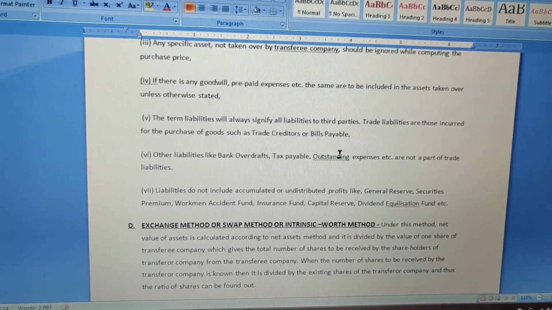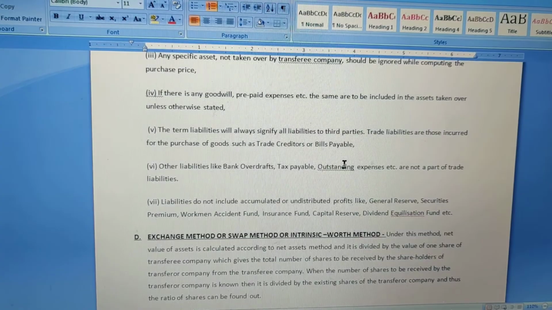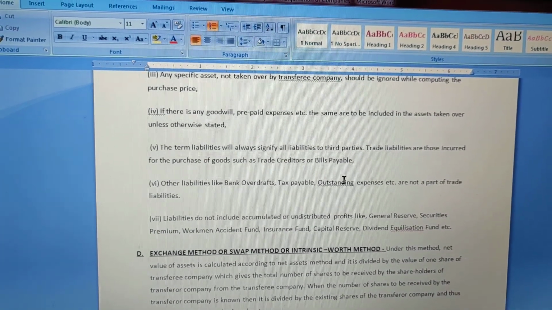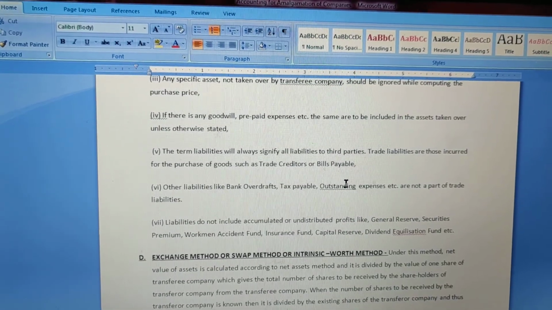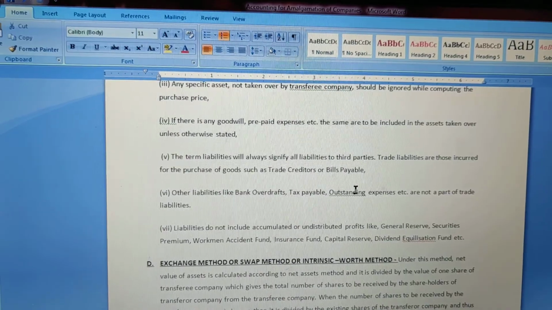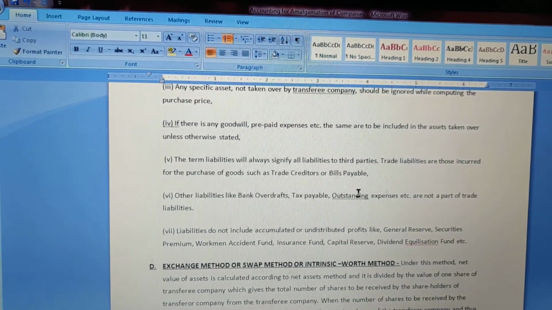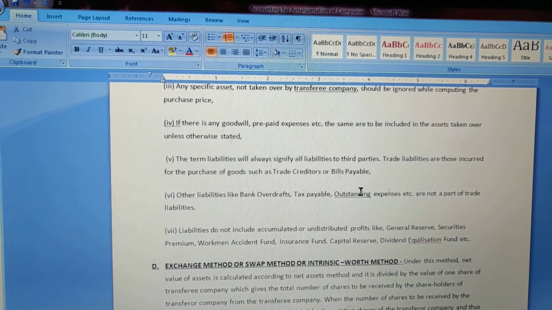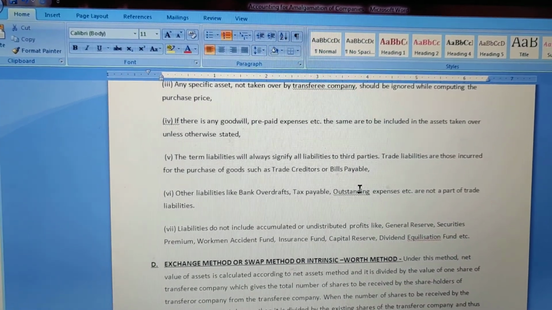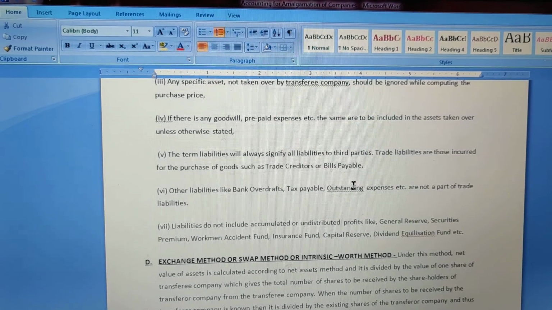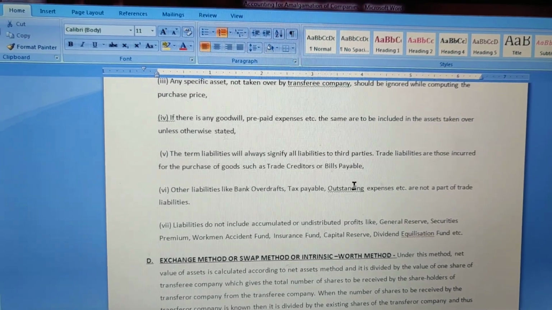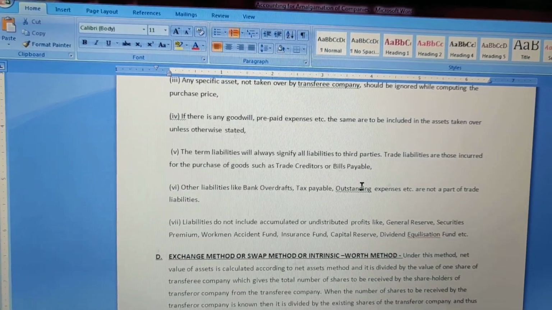The term liabilities will always signify all the liabilities to the third party. If liabilities is given in the balance sheet in the question, that means it is a liability to the third party. Trade liabilities are those incurred for the purchase of goods, such as trade creditors or bills payable. If the word trade liabilities is given in the balance sheet, it means trade creditors or bills payable, which arise from the purchase of goods.